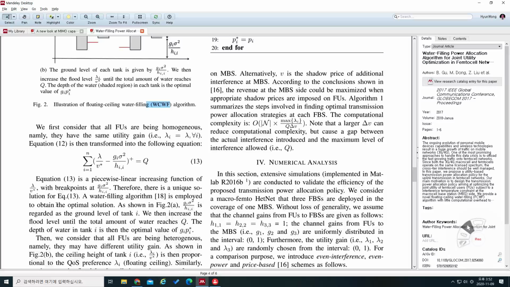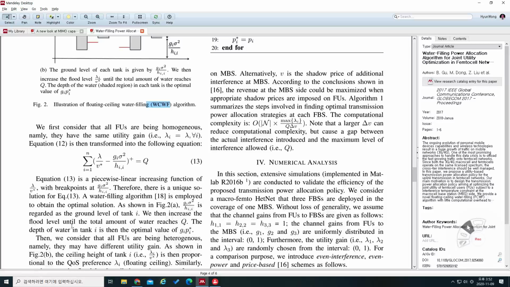As shown in figure 2, sigma square over H_i G_i is regarded as the ground level of tank i. We then increase the fluid level until the total amount of water reaches Q. The depth of water in tank i is the optimal value of G_i P_i square.